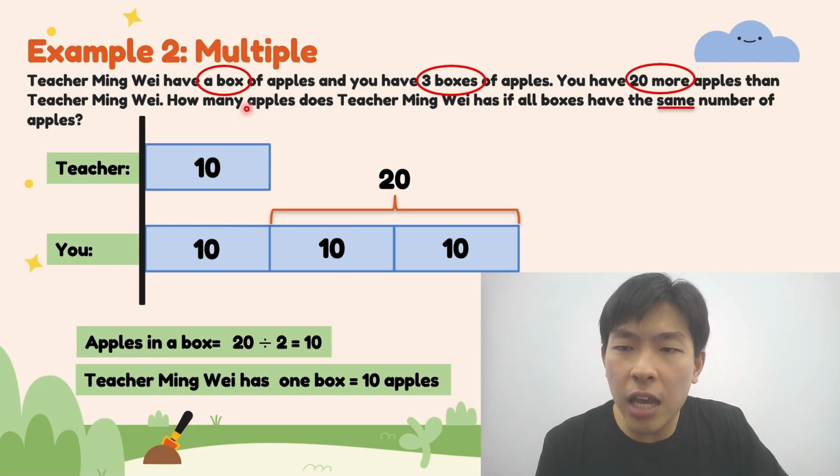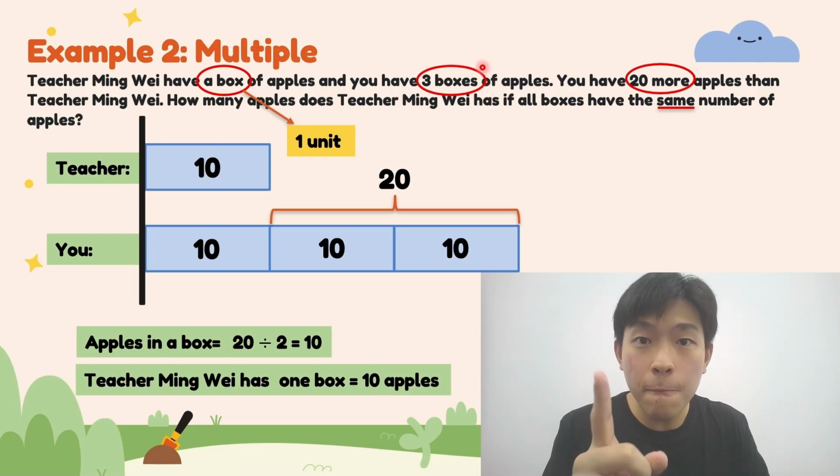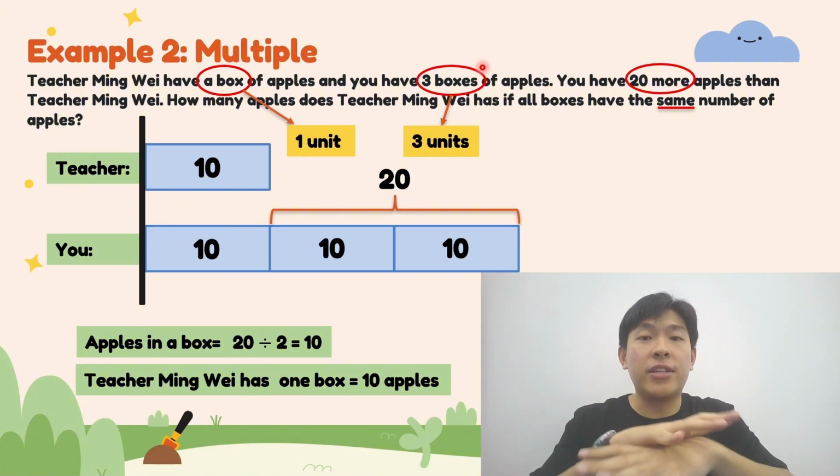Now, to represent this 1 box of apples, we draw 1 blue rectangle. So, we can call this 1 box as 1 unit. Then 3 boxes of apples will be 3 units. So what does unit mean? So a unit actually can represent anything.